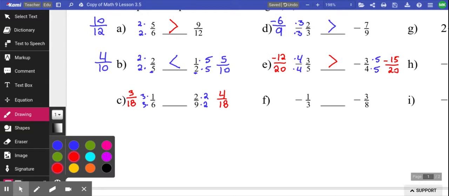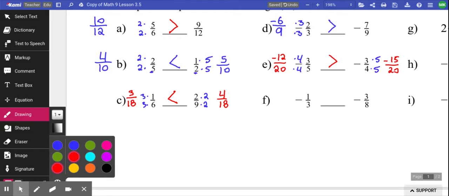That's easy for me to compare now. 4 over 18 is bigger than 3 over 18. That means 2 over 9 must be bigger than 1 over 6. If you don't remember how those signs work, it's like a little alligator that opens its mouth towards the bigger thing.